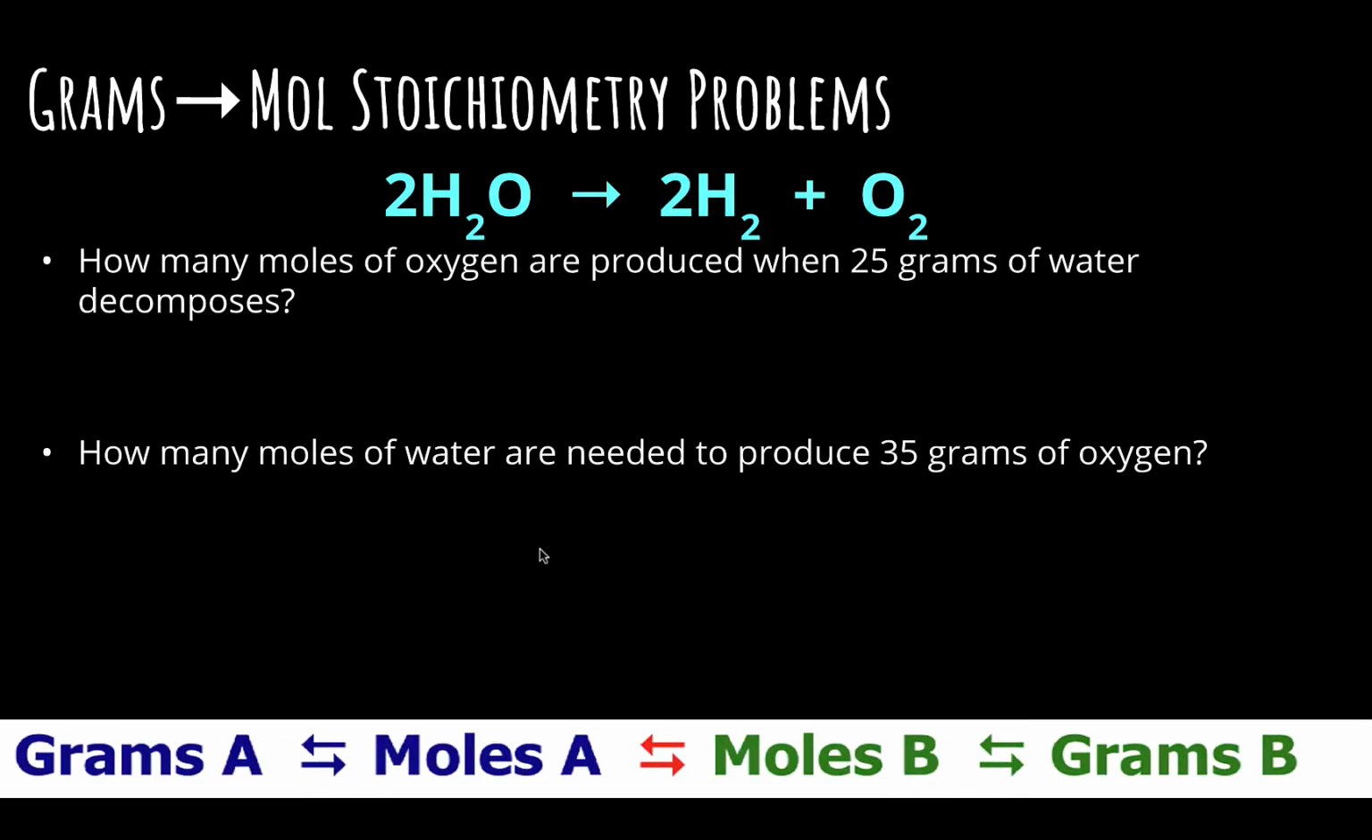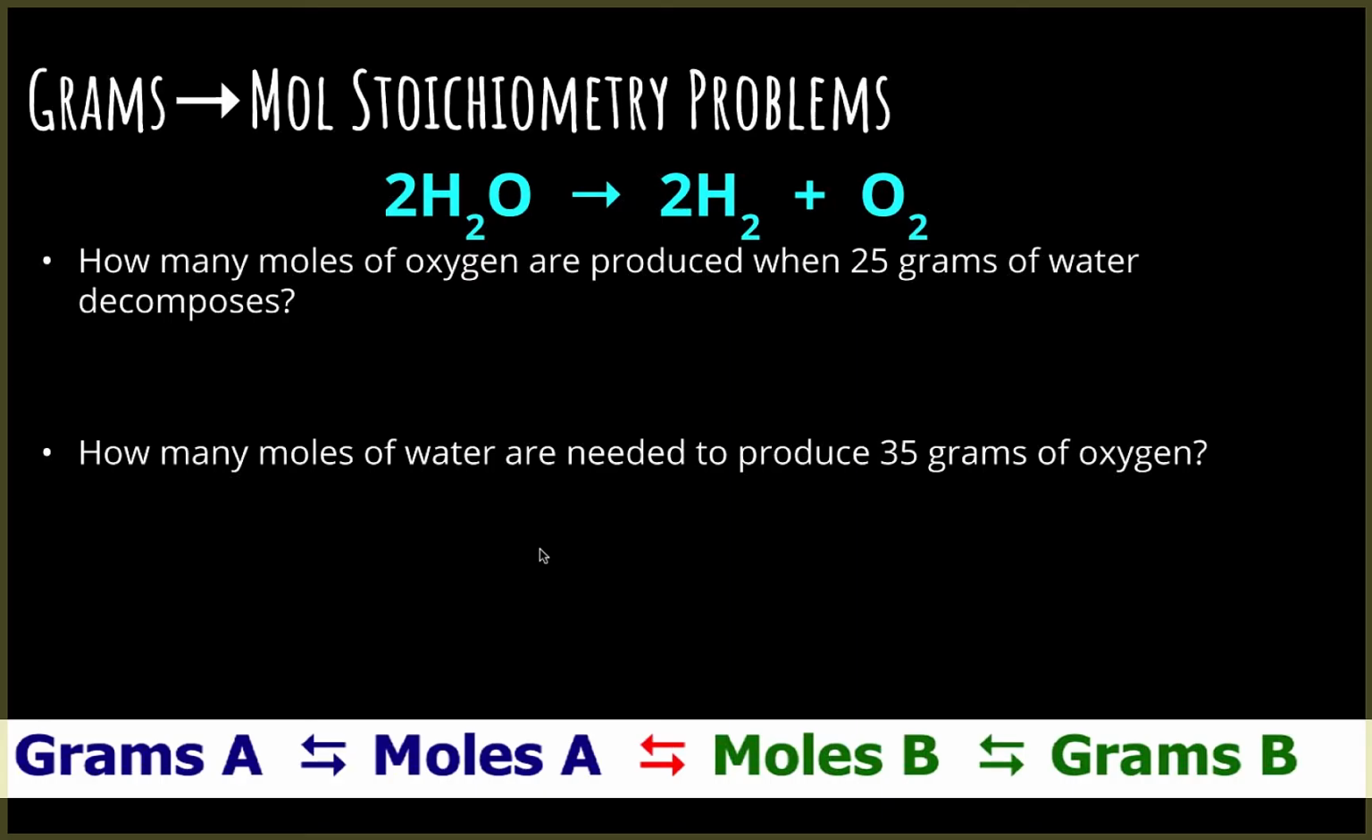Okay, the next type you could have to do are grams to moles. So this one, it's giving you the original substance in grams and it's asking for moles. Again, we're still only dealing with 2 things at a time and the balanced equation. So this one wants to know how many moles of oxygen are produced when 25 grams of water decompose. Just like before, I'm going to start with what's given in the problem, 25 grams of H2O.